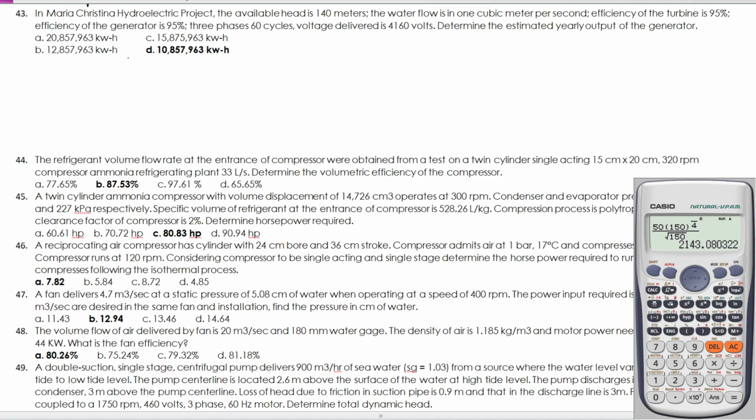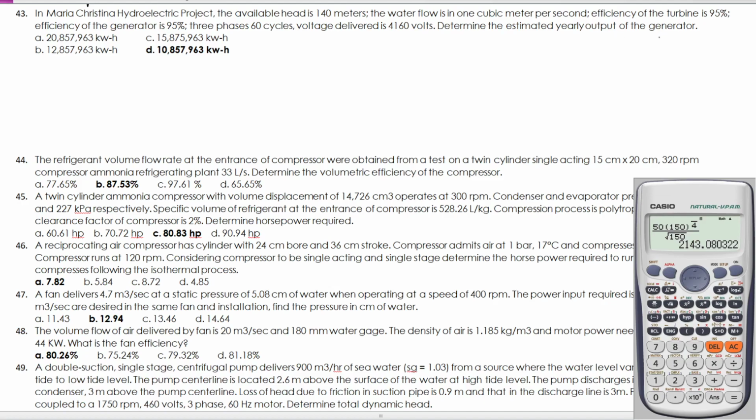Ayan, so let me read. In Maria Cristina Hydroelectric Project, the available head is 140 meters. The water flow is 1 cubic meter per second. Efficiency of the turbine is 95%. And efficiency of the generator is 95%. Three phases, 60 cycles. Voltage delivered is 4160 volts. Determine the estimated yearly output of the generator.